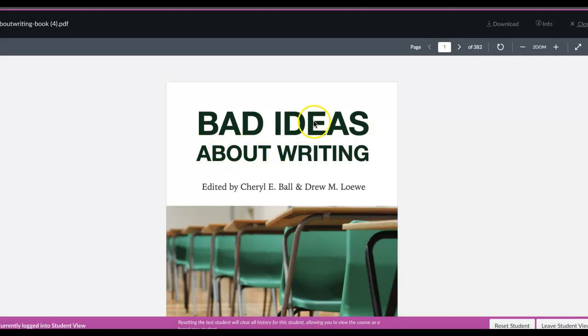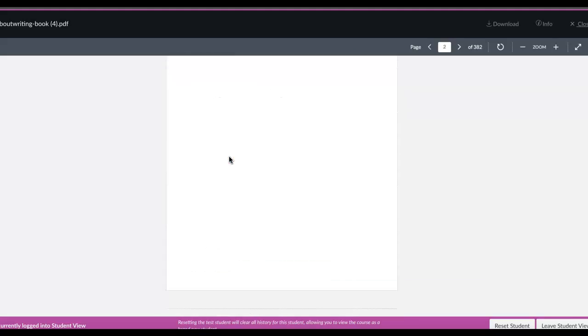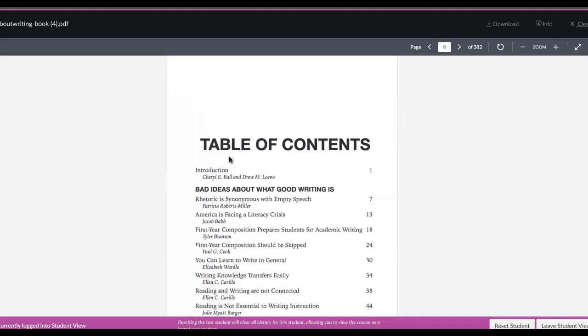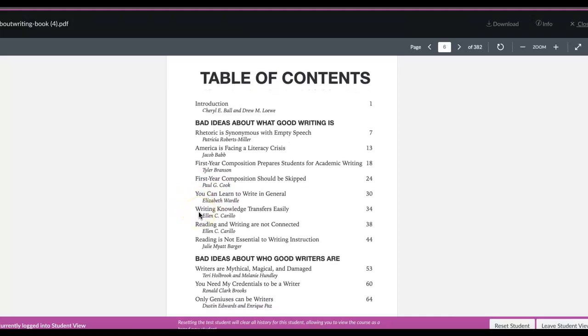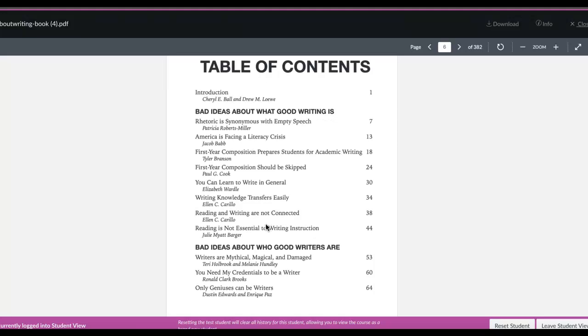The book has an interesting title, as you can see, Bad Ideas About Writing. So let me explain this. If you were to look through the table of contents here, you're going to see every title is a statement about writing. So for example, reading and writing are not connected. All of these titles, these statements about writing, are what the authors consider bad ideas about writing. So this author thinks that reading and writing are not connected is a bad idea about writing, and her article is going to try to prove why that is a bad idea about writing. And so that's true of all of these articles.